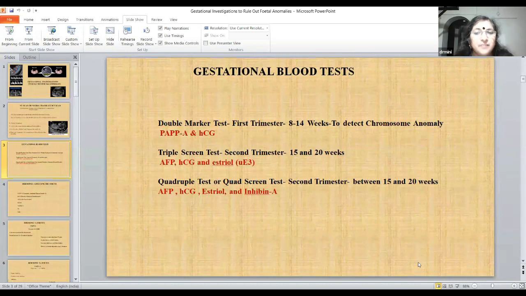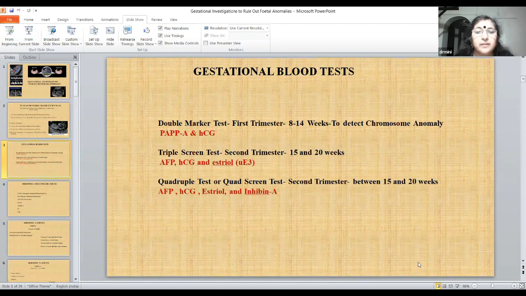In the triple screen test, three hormones are checked. One is AFP, alpha-fetoprotein. Second is human chorionic gonadotropin, and the third one is estriol, E3 or UE3, unconjugated estriol. E3 is a component of estrogen, one among the estrogens. And it is checked in the triple screen test.